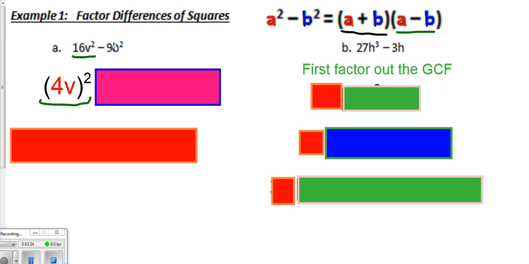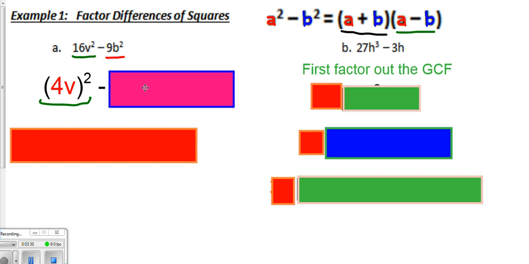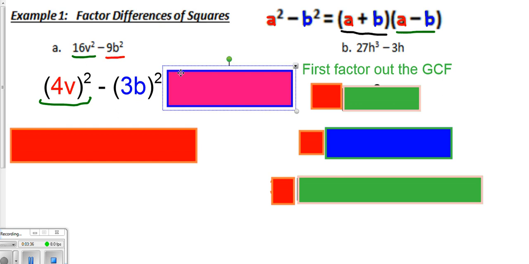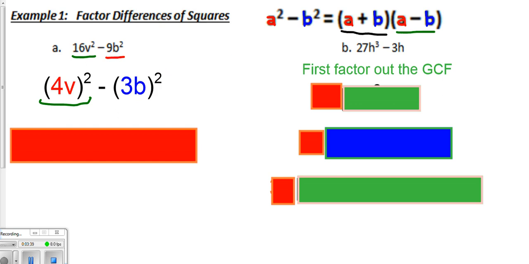Okay, now we're looking at the next piece here, 9b squared. Square root of 9 is 3. Square root of b squared is b. So that whole piece, the 9b squared, is the same as saying 3b, that whole amount, squared. Okay, so we changed each of these into a different monomial being squared.